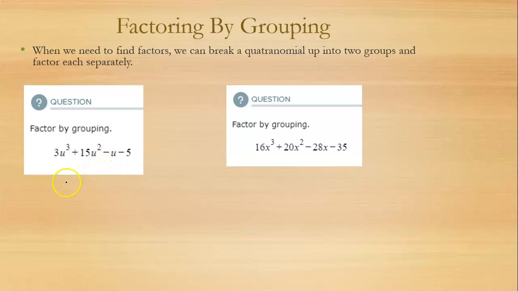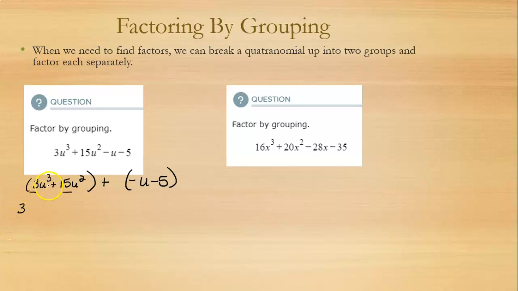Let's do some of those same ones again, just for a little bit more practice. So if we group the first two, 3u to the third plus 15u squared, and we group the second two, negative u minus 5. Notice I put my negative in the parentheses and put plus in the middle. I always put plus in the middle. It causes me to make fewer negative errors. Think about what 3 and 15 are both divisible by. 3 and 15 are both divisible by 3.